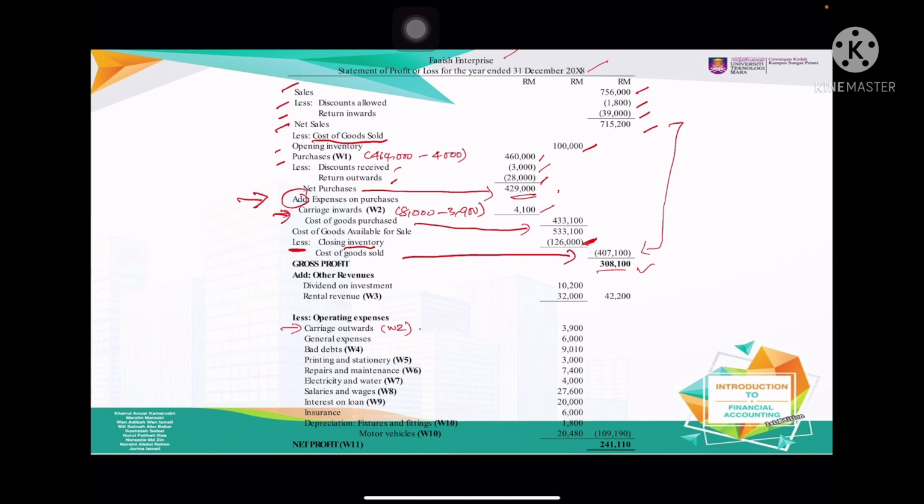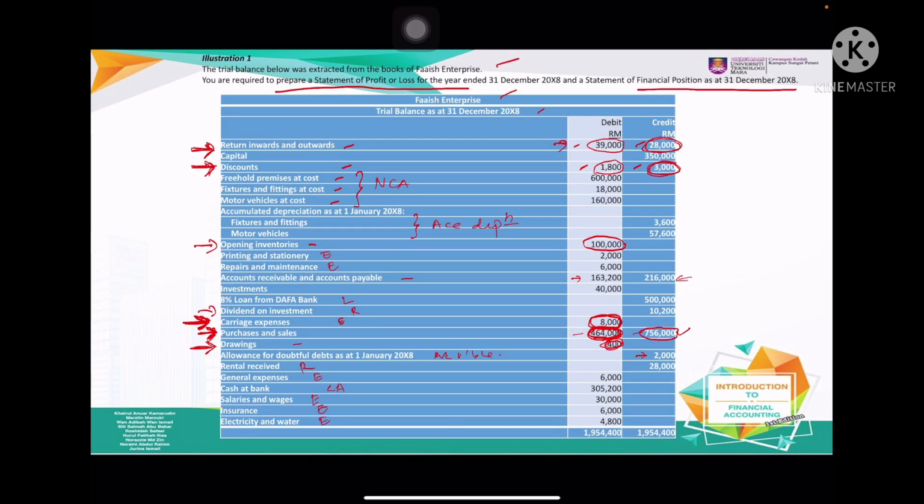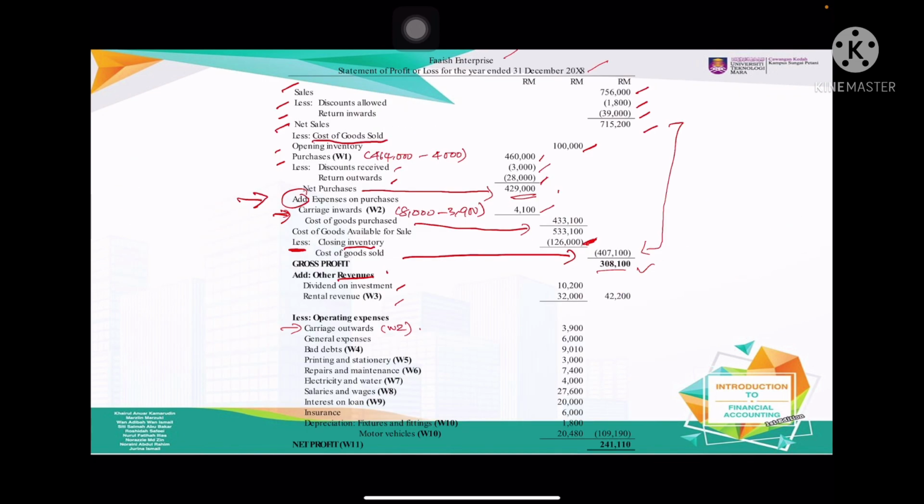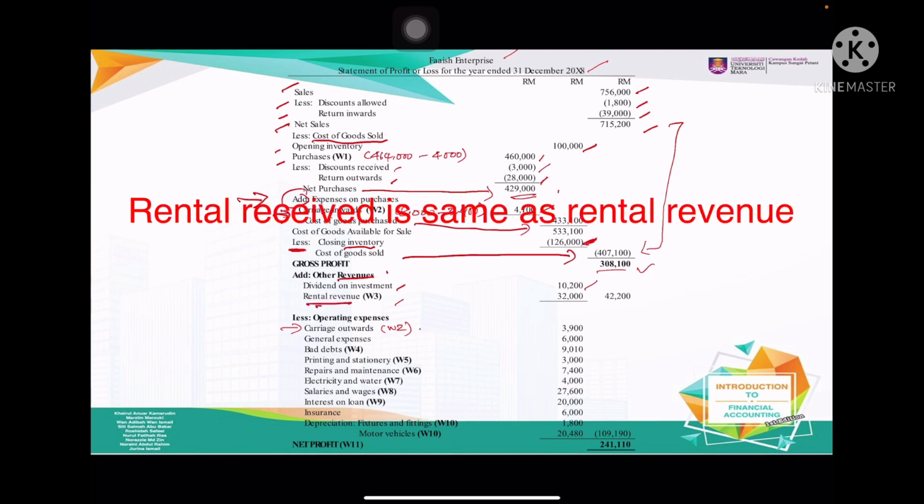308,100, and then we add other revenues. So other revenues here we have dividend on investment. Dividend on investment is actually 10,200. So dividend on investment 10,200. Alright, rental revenue.